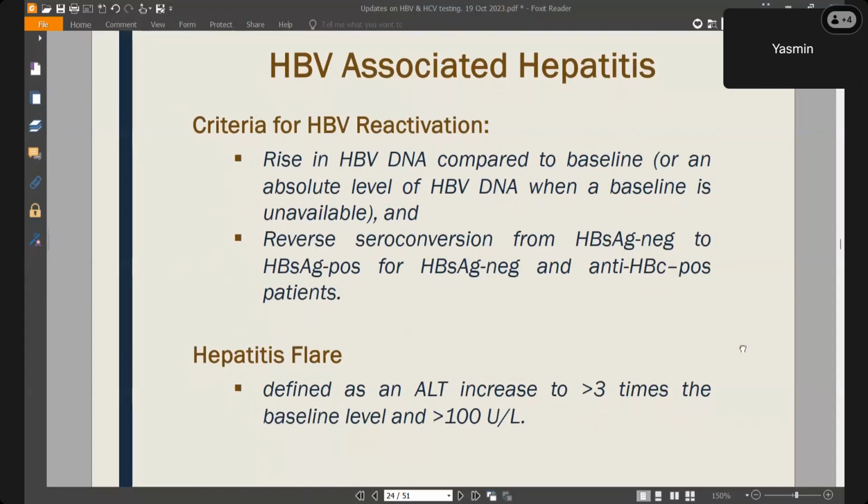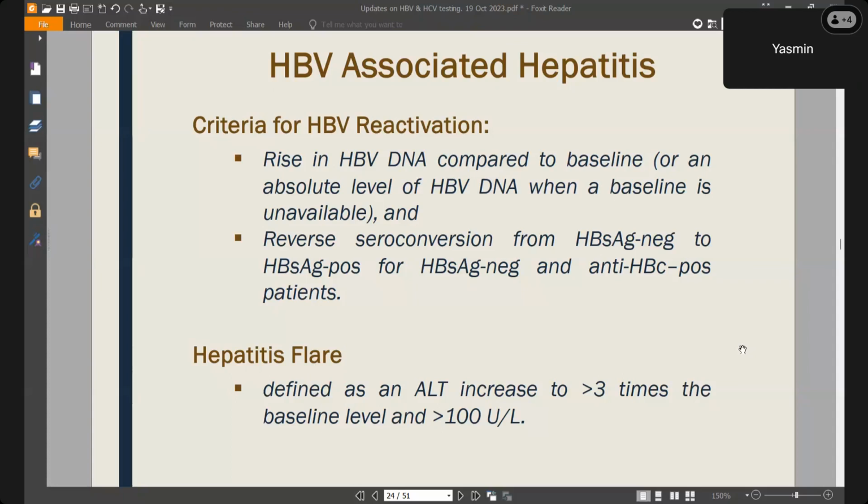The last slide is to do with reactivation and hepatitis flare. I'm not going to detail the clinical presentation and all that. But when you say somebody has got reactivation, the criteria for reactivation would be a rise in the HBV DNA compared to baseline, or absolute level of HBV DNA when the baseline is unavailable, plus reverse seroconversion from HBs antigen negative to HBs antigen positive for somebody who was previously HBs antigen negative and anti-HBc positive. That's when you get reactivation.